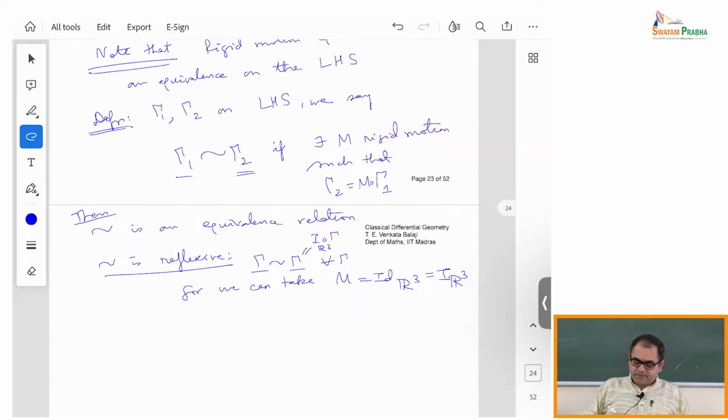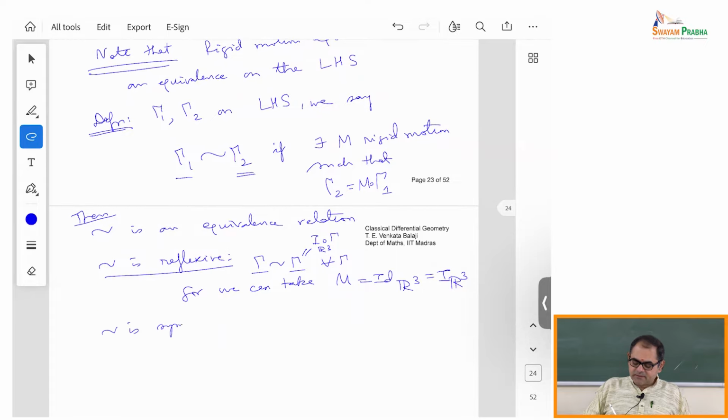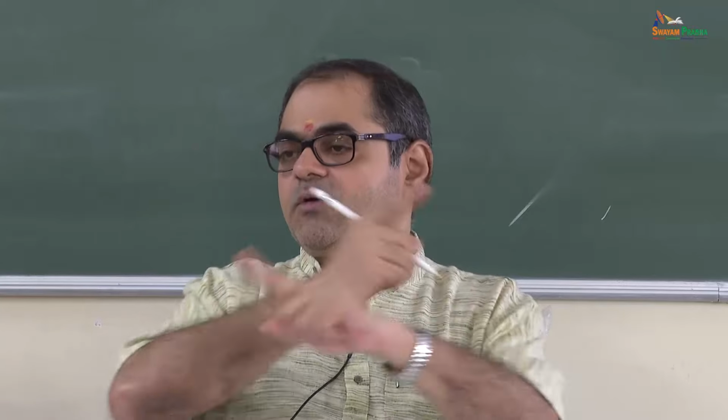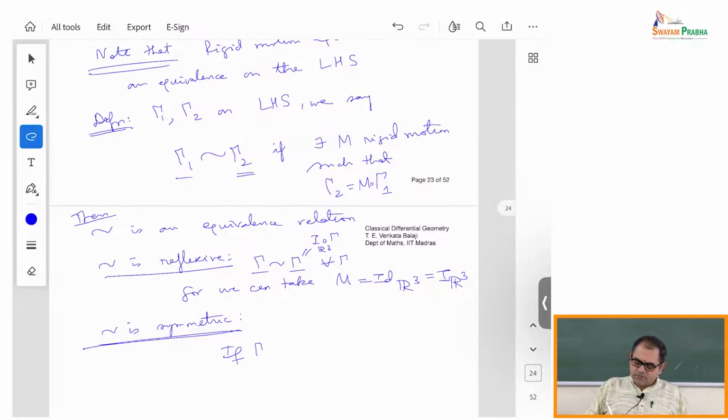That's reflexivity. Then what about symmetry? This tilde is symmetric. So if gamma 1 can be moved to gamma 2 by a rigid motion, then you have to show that gamma 2 can be moved to gamma 1 by a rigid motion, and obviously you will use the inverse of the rigid motion. So that is also true. If gamma 1 is related to gamma 2, then gamma 2 is going to be m circle gamma 1 for some m.